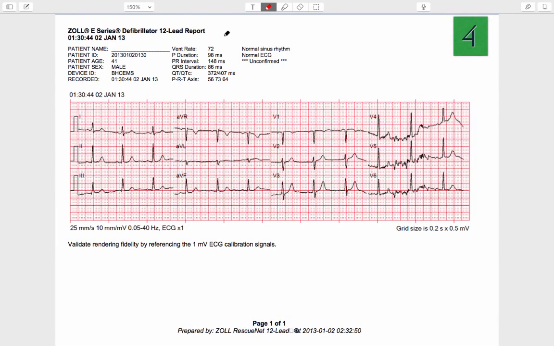EKG number 4, rate is 72. Is there a P for every QRS? Looking across here. And on this, a bunch of garbage over here. On the field 12 leads, you don't get the rhythm strip like you do in the hospital, so you have to make your own rhythm strip. And so other than this artifact area, there are Ps for every QRS. There are no dropped beats or any extra beats. The intervals are fine, and so that's all there is for EKG number 4. No reason to do A and B.